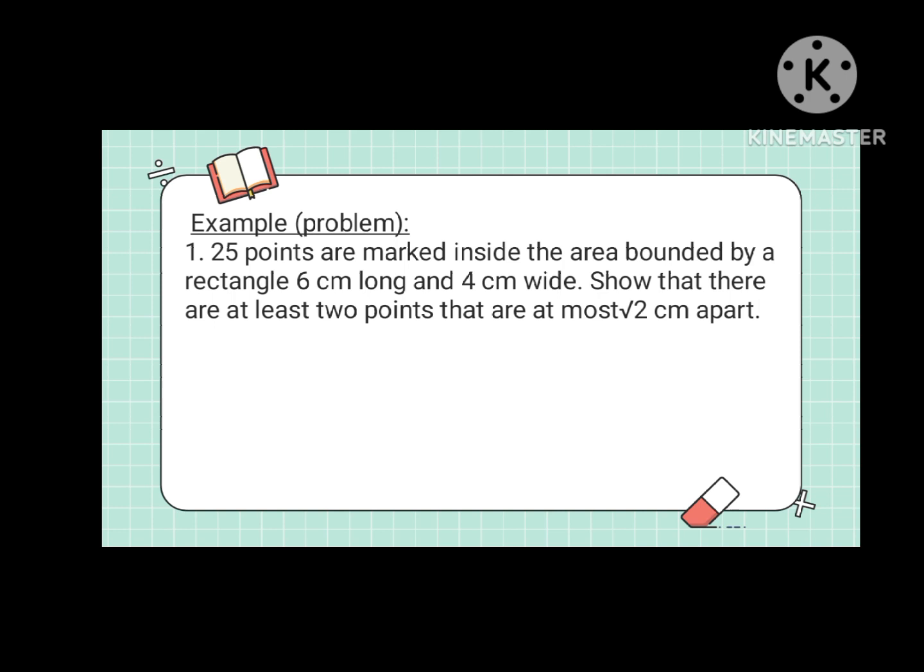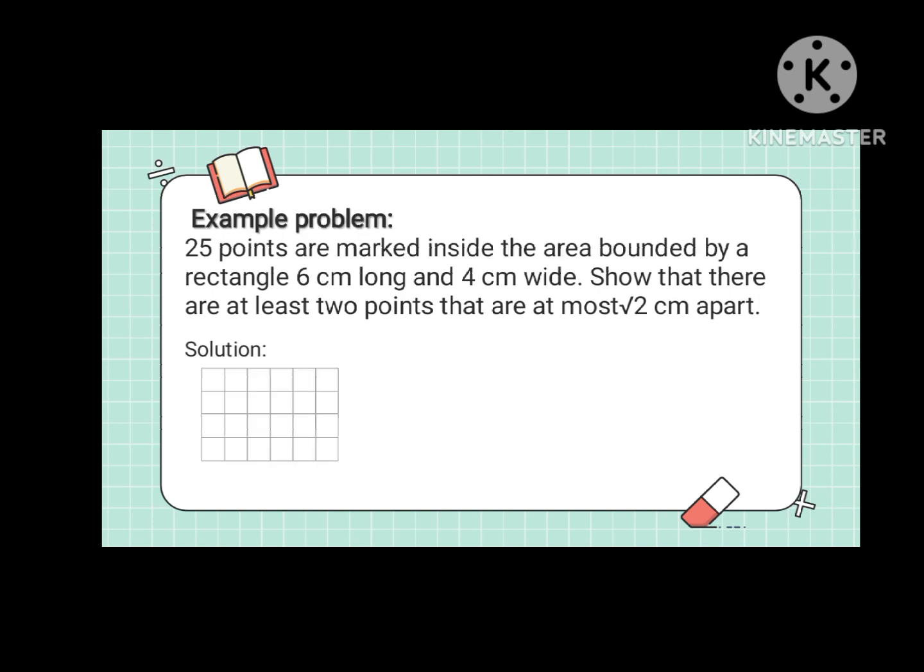Example problem 1. 25 points are marked inside the area bounded by a rectangle 6 cm long and 4 cm wide. Show that there are at least 2 points that are at most square root of 2 cm apart. Solution: mark out 1 times 1 cm squares in the area of the rectangle as shown below. There will be 24 of these pigeonholes, and we take the points to be the objects.